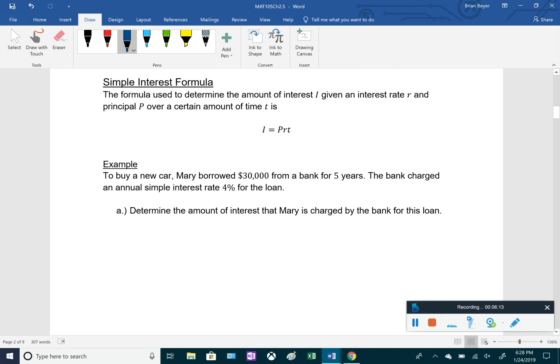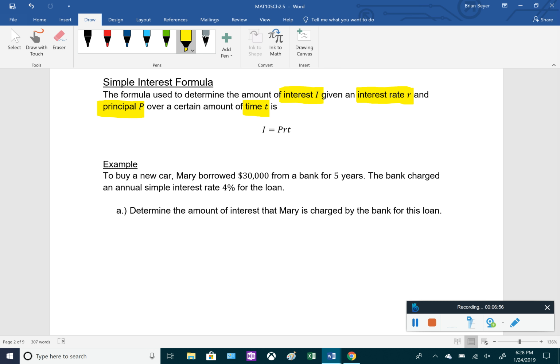Okay, so let's do the next thing. The next formula, another pretty commonly used formula, is the simple interest formula. This is just going to be interest that's gained on a certain investment. The formula used to determine the amount of interest I, where capital I is interest, given a certain interest rate R and the principal P, so principal is essentially your investment or your down payment, over a certain amount of time T, is I equals PRT. So the interest equals the principal times the interest rate times time.